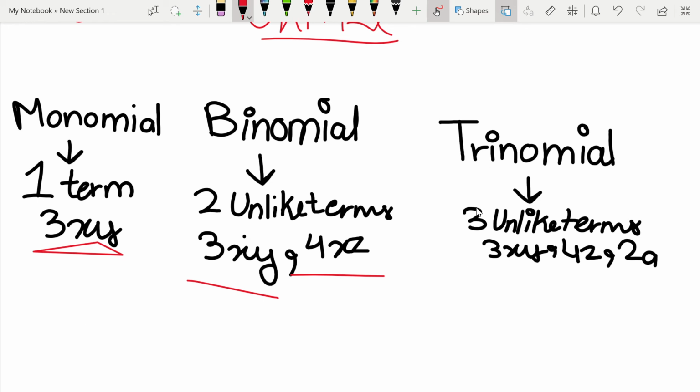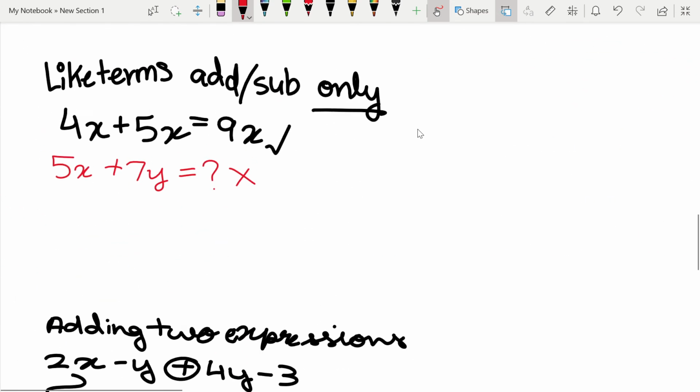Trinomial expressions or trinomials can have three unlike terms. Remember, they all have to be unlike. If they're alike, then they're not a trinomial. Okay, so they have 3xy, 4z, for example, and 2a. Okay? Let's go to like terms.